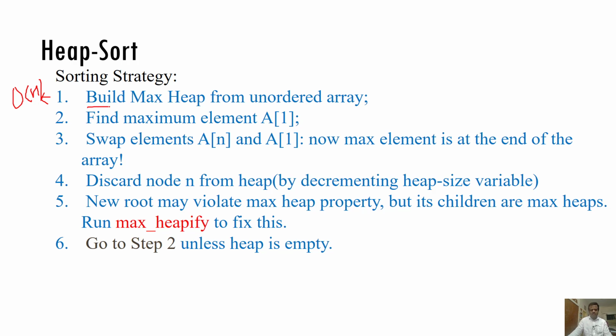So we are just calling build max heap once, and then for the rest, we find the maximum at A1, and we swap A1 and An. So these all, including discarding the last element, are theta of 1 time.